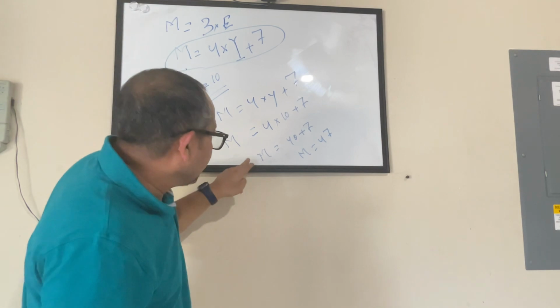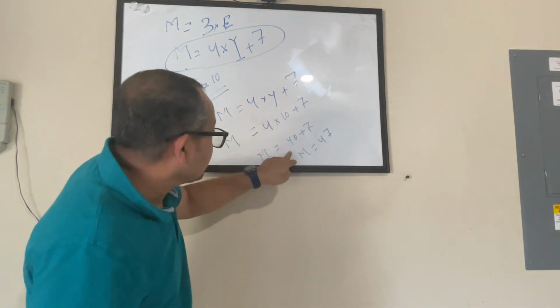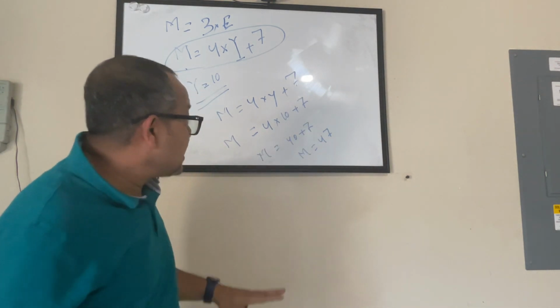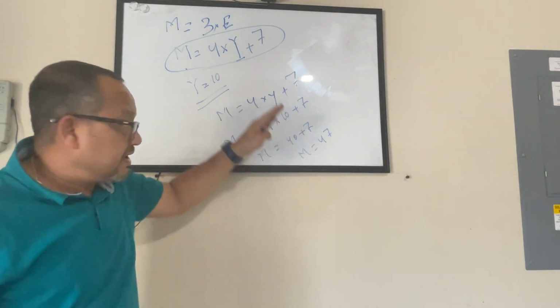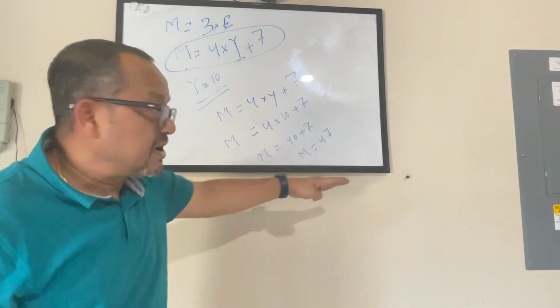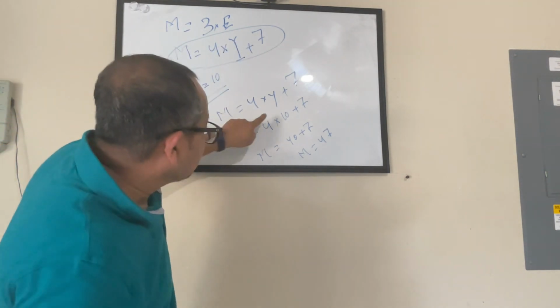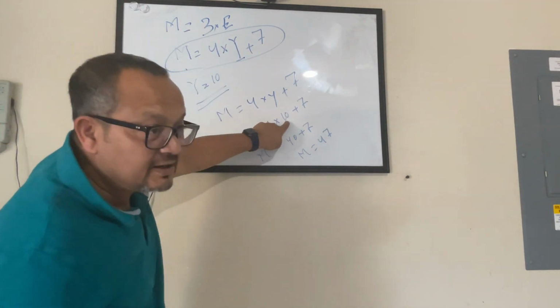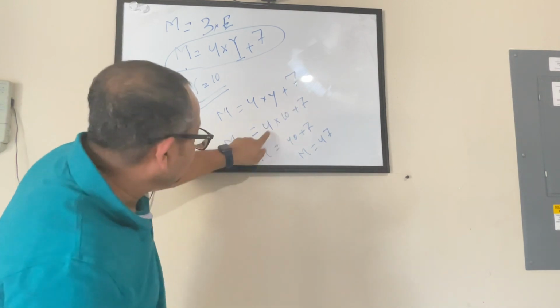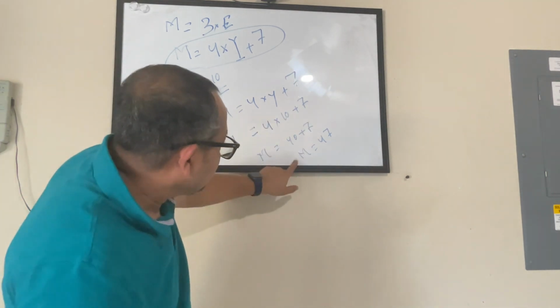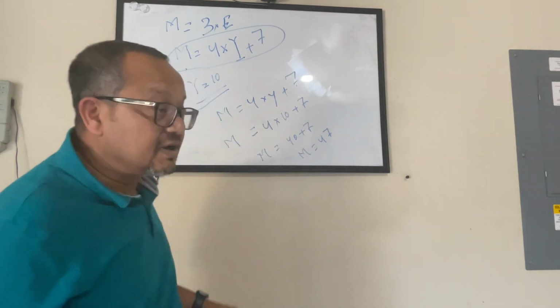Or, and hence, M equals 4 into 10 is 40 plus 7, 47. So in this equation, in whatever I have done step by step, I was actually telling a story. So M equals this. Now I'm replacing Y with 10. This is what it becomes. 4 into 10 is 40 plus 7. So M equals 40 plus 7, 47.